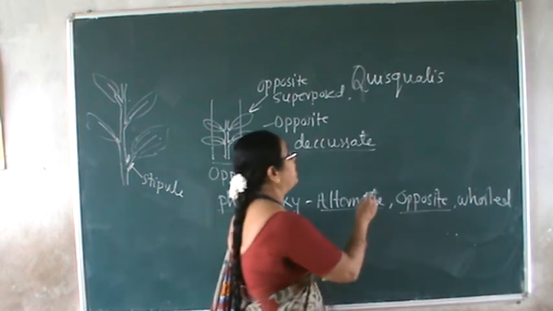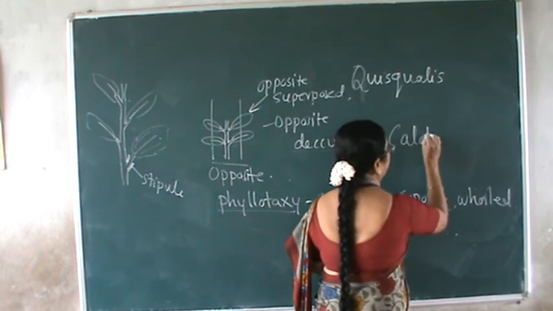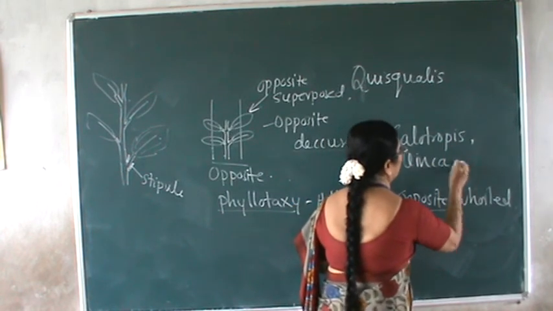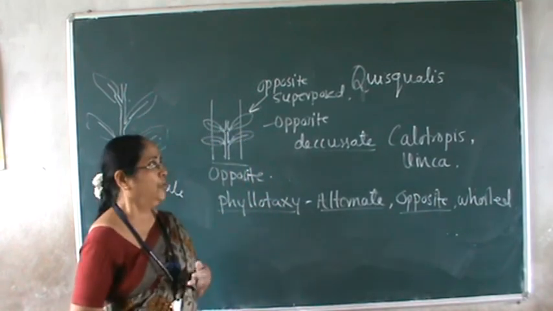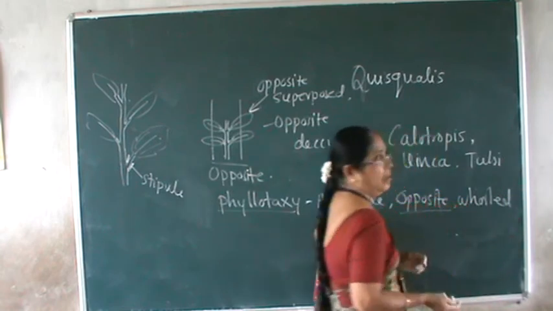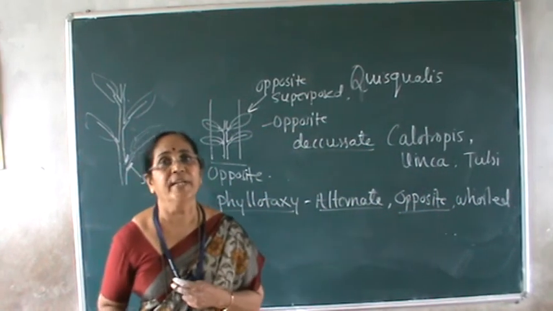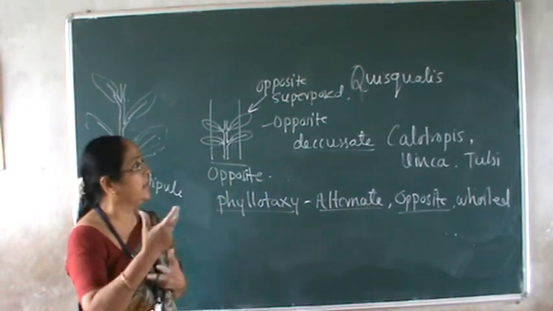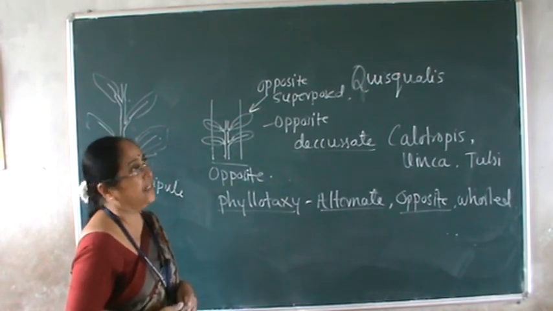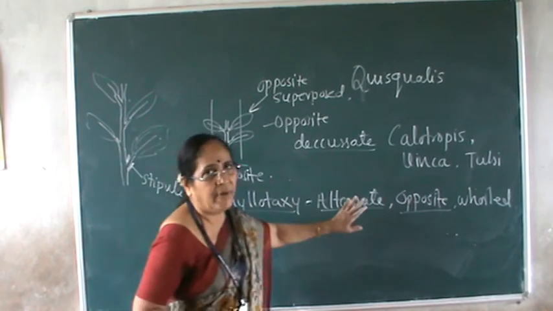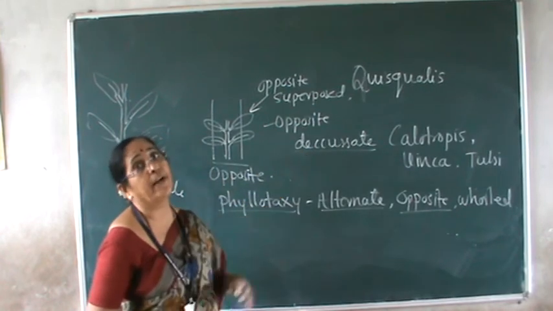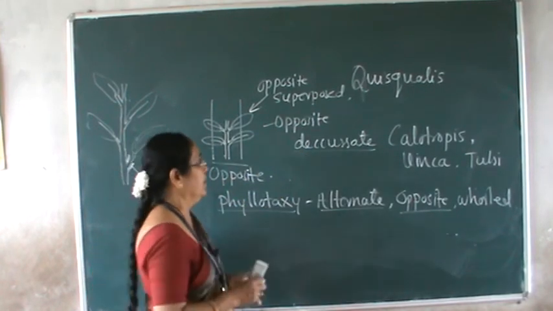A good example can be seen in Calotropis. Vinca rosea, all of you have Vinca rosea in your book, you can check it in Vinca rosea. Even in Tulsi also, we find opposite decussate phyllotaxy, four leaves arranged in four distinct rows. So that is the opposite phyllotaxy. You have to check whether it is alternate; if it is opposite, you have to check whether it is superposed or decussate in nature. Mention the word, use the word.